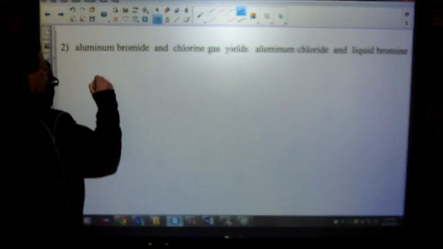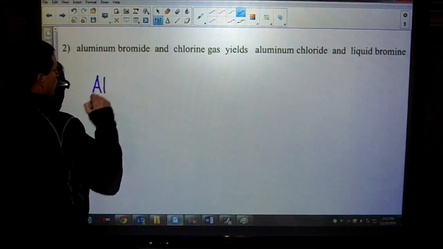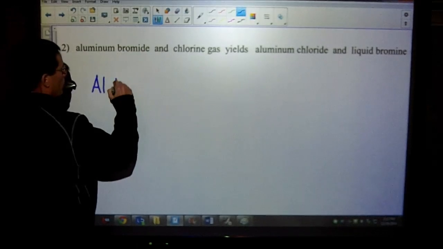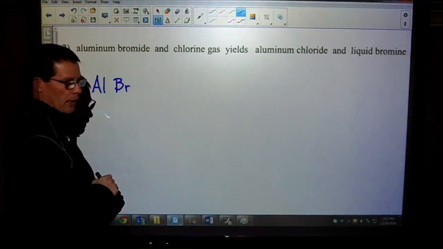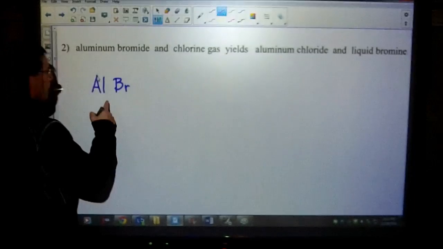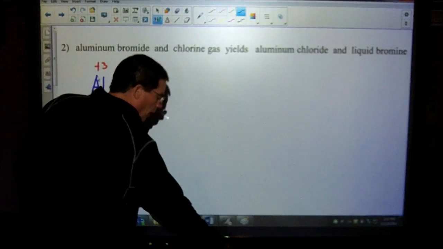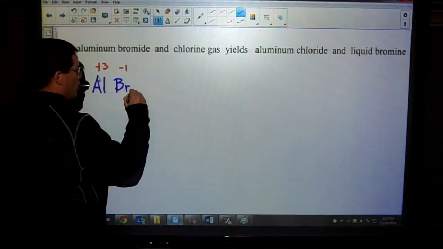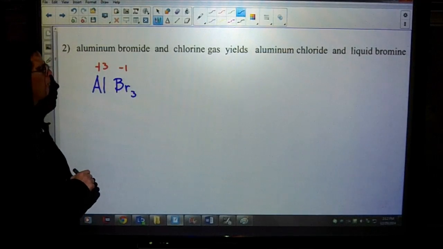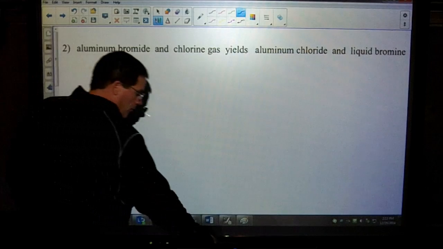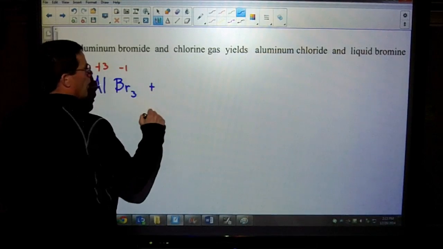So aluminum bromide, so again, aluminum is Al, bromide is Br. So when looking at your periodic table, you know that aluminum has a +3 charge, bromine's a -1, so we need to balance out the charges because these are ionic compounds. The "and" means that we have a plus sign.